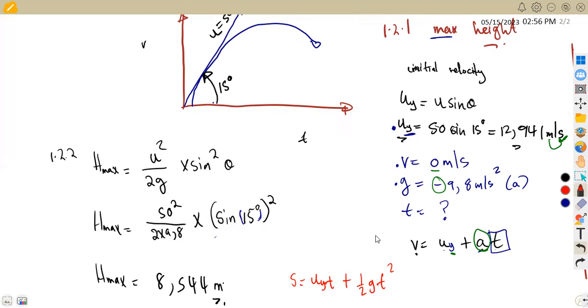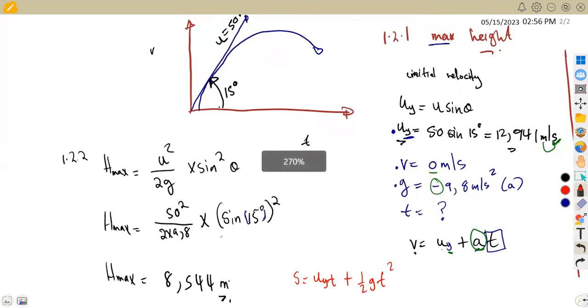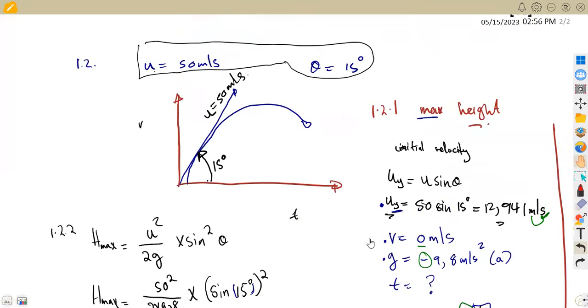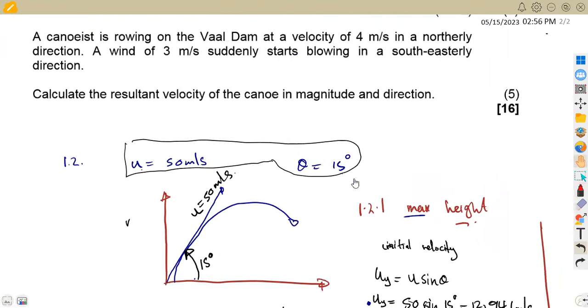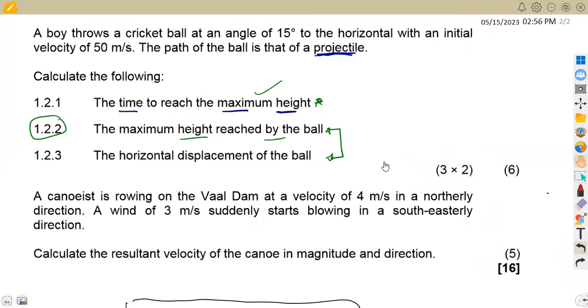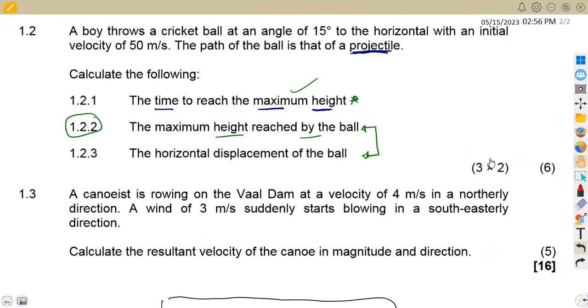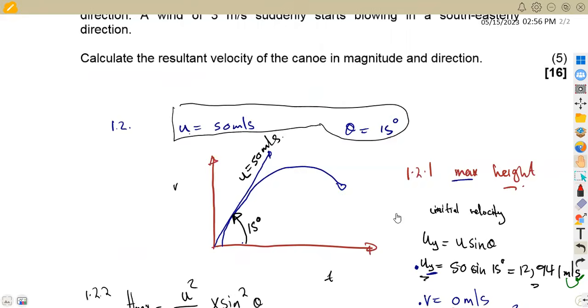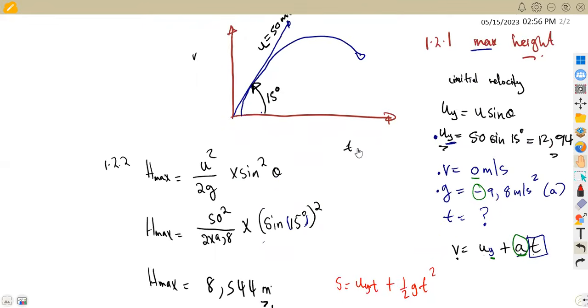Still, you're going to obtain the same answer in this case. All right, so that was our 1.22, calculating the maximum height reached by the ball. Then if we check on 1.23, now it is to calculate the horizontal displacement of the ball, which can be given by SX in this case.